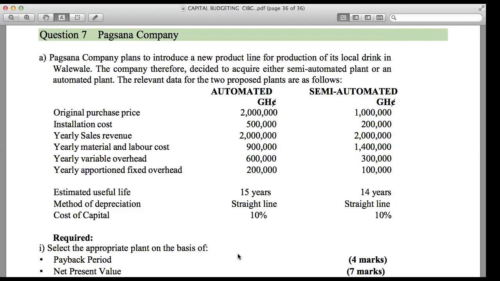Okay, so for accounting rate of return, we said that we need the accounting profits, then you average it. Then when you are done, you divide by the average investment. Good. Now let's see how best we can solve this question.